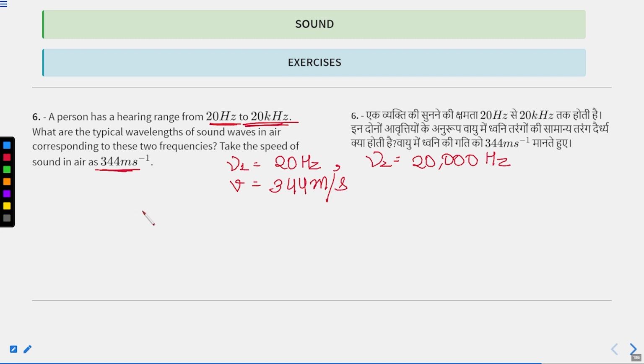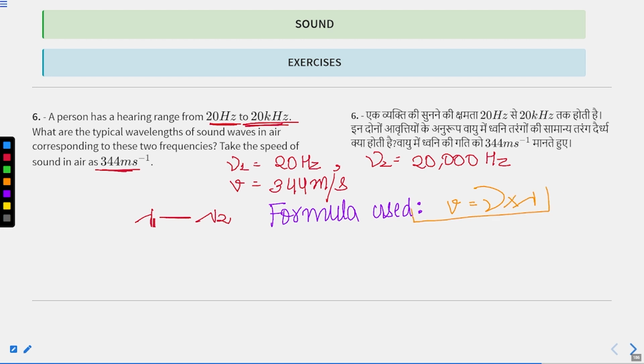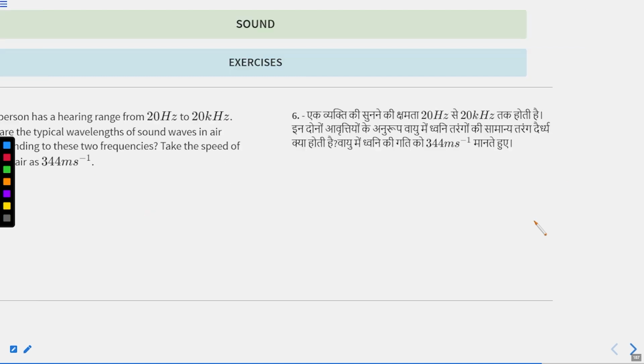We are asked what the wavelength range will be. So we have to calculate the minimum wavelength to the maximum wavelength. We have frequency, we have velocity, how will we calculate the wavelength? What will be the formula used? The formula used in this question will be speed is equal to frequency into wavelength. We know the speed, we know the frequency, we can easily calculate the wavelength. So let's see the detailed solution of this problem.